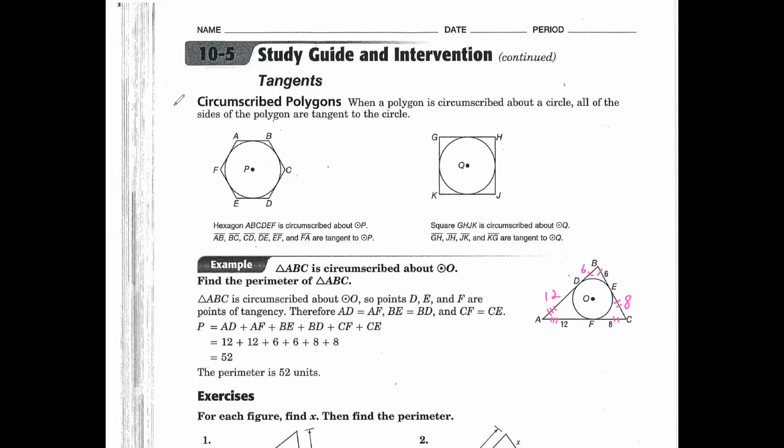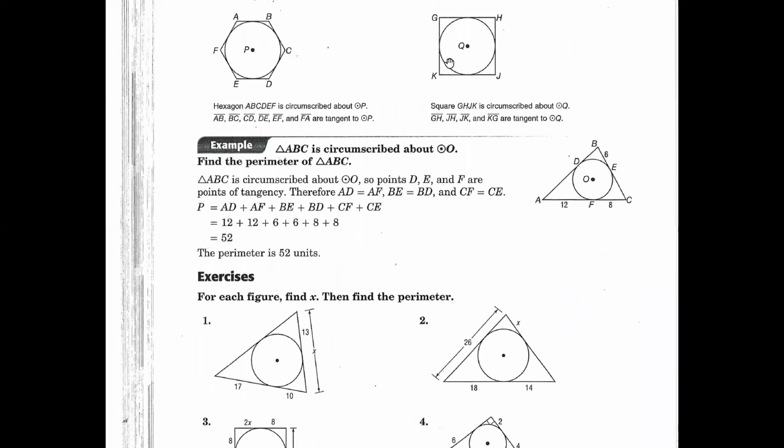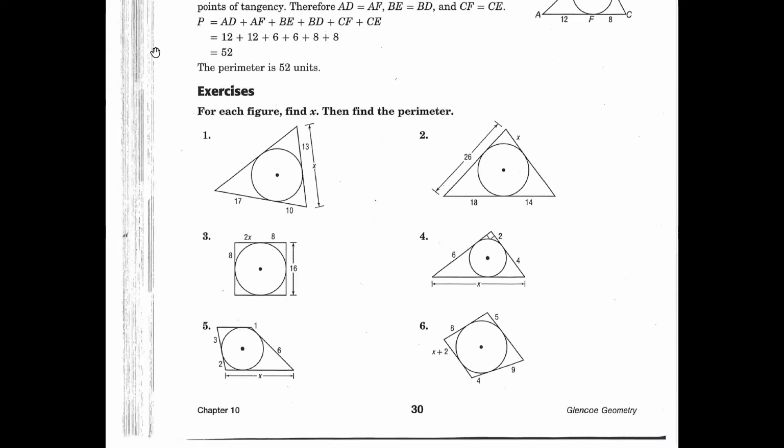All right. Let's go down. All right. On the examples down here. So it's the same thing each time. You're just identifying what the missing pieces are, and then they want you to solve for x. So they want you to find x and find the perimeter on each one.